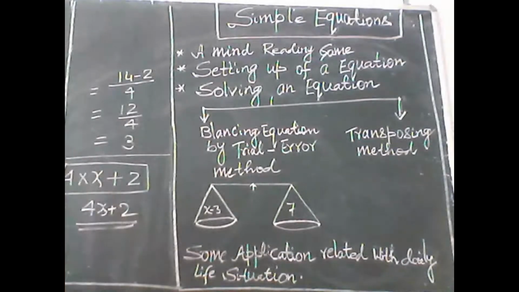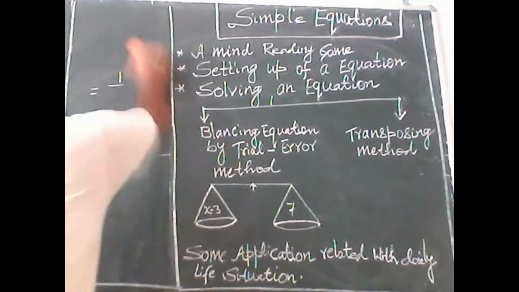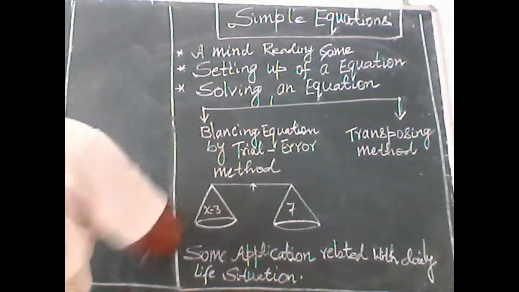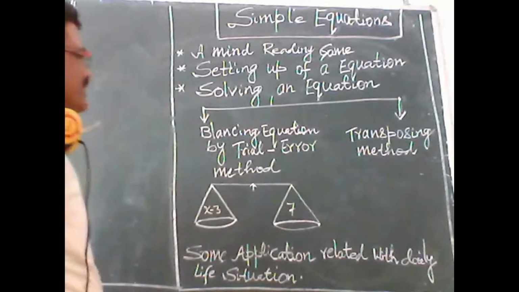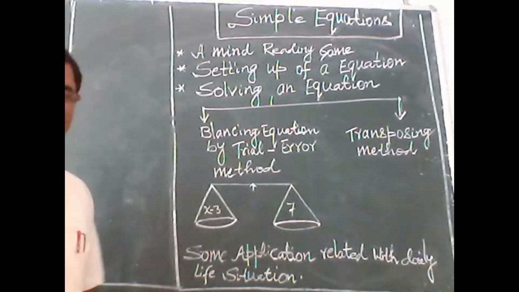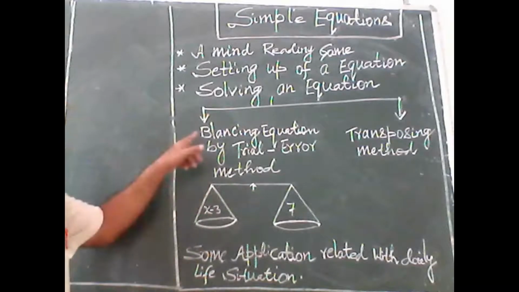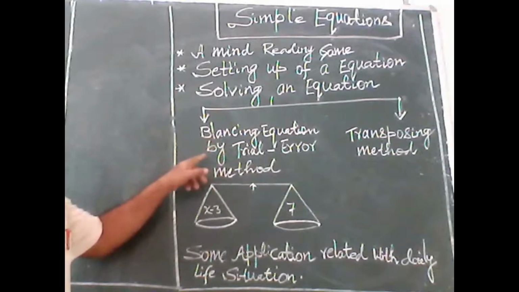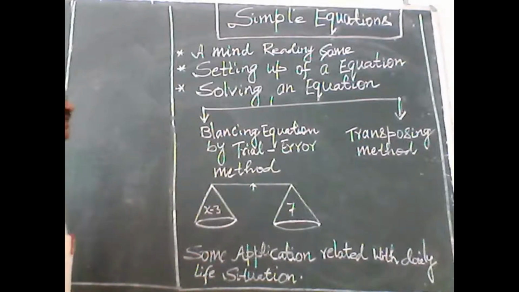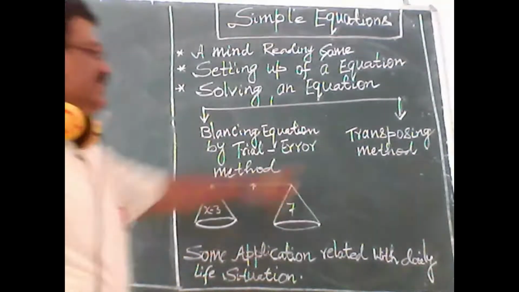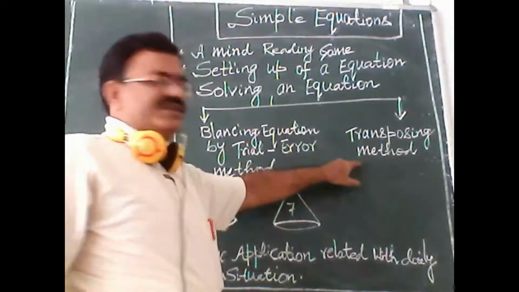Students, the third one we will discuss is solving equations. If any equation is given, how can we solve it? So for solving equations, there are two methods. One is balancing equations by the trial and error method, and the second one is the transposing method.